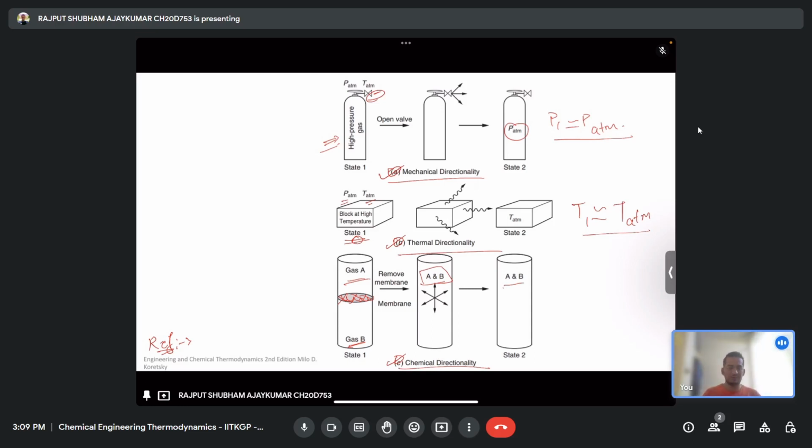So this is the simple schematic representation of the equilibrium, that is, chemical, mechanical, and thermal equilibrium. Okay. Now, this is what we call the thermodynamic relationship.